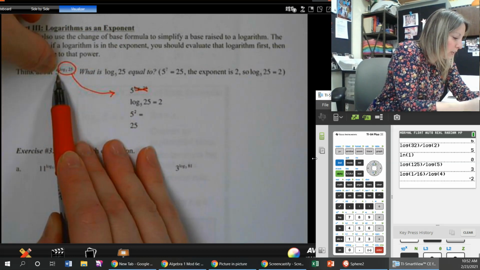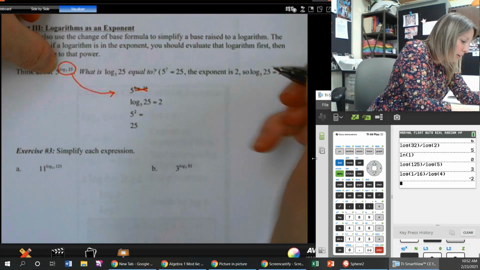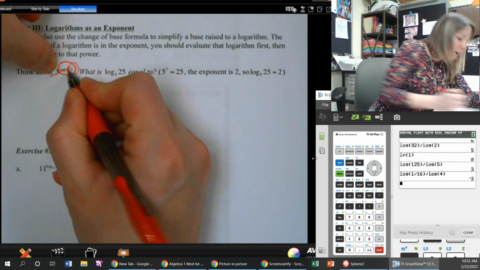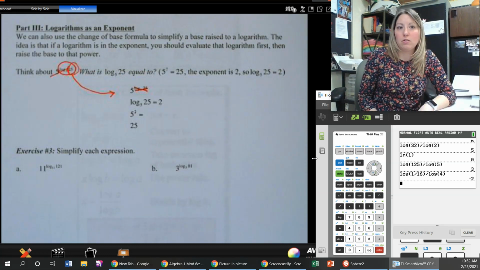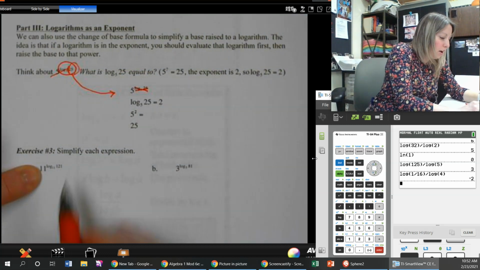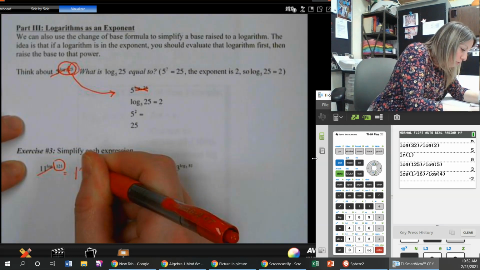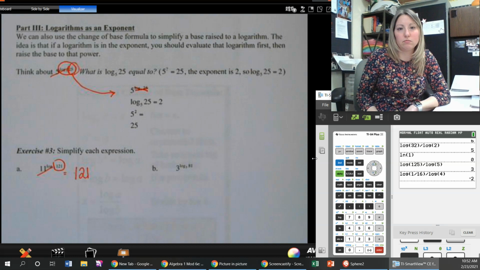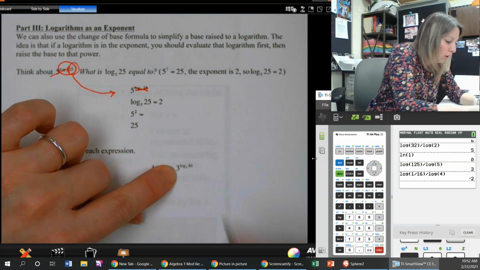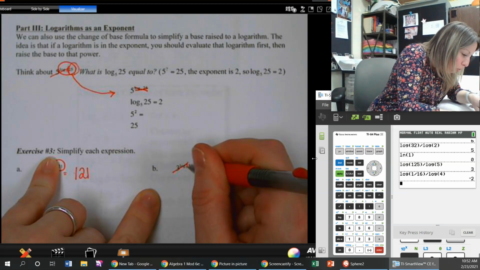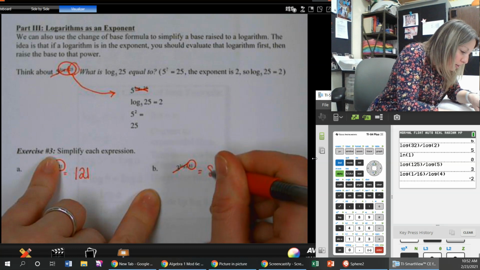This and this were the same base. What could I have done instead? Just canceled that, brought down the 25. So 11 and log base 11 cancel. What's the answer to simplify this? 121. 3 and log base 3 cancel. What's the answer to simplify this? 81.